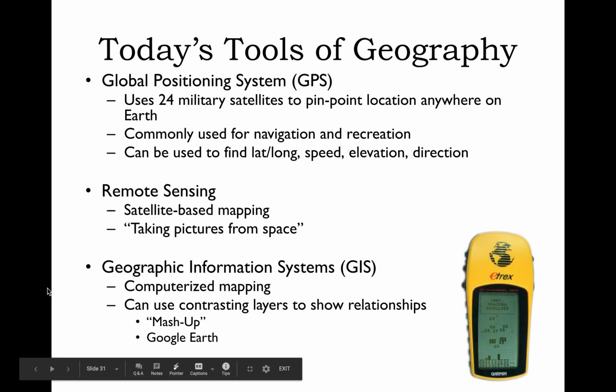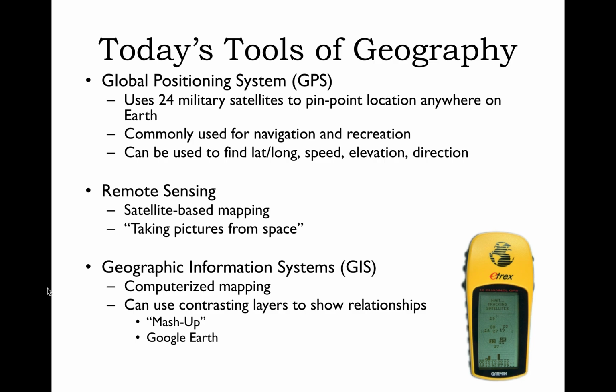All right, geographer tools of today. Everyone's heard of a GPS, the global positioning satellite. It's found in all cell phones. It has 24 military satellites that orbit the Earth, and they can pinpoint an exact location down to the second on Earth. Remote sensing is when you have, usually, balloons in the air.